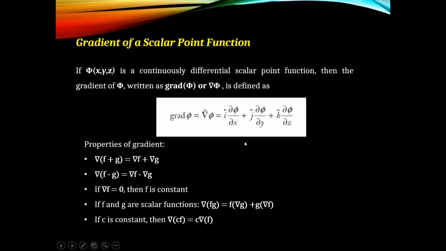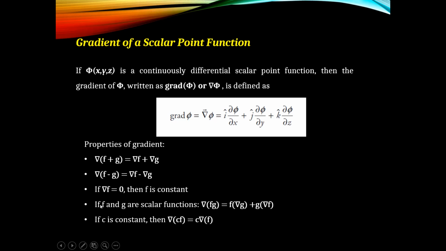Now let's see some important properties of gradient. If there are two functions f and g, then gradient of f plus g will be gradient of f plus gradient of g. If it is gradient of f minus g, it's very similar to the previous: we have gradient of f minus gradient of g. If we get gradient of a function as 0, that means that function is a constant function.